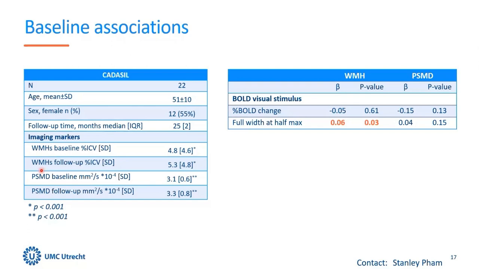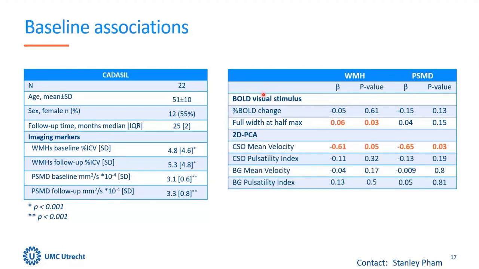At baseline, we found that the full width at half max of the visual stimulus response, measured with BOLD, was significantly associated with white matter hyperintensity volume. Looking at the blood flow velocity of the arterioles and the pulsatility index with the phase contrast sequence, we found that the mean blood flow velocity in the centrum semiovale was significantly associated with both white matter hyperintensity volume and PSMD. None of the other measures were unfortunately significantly associated.